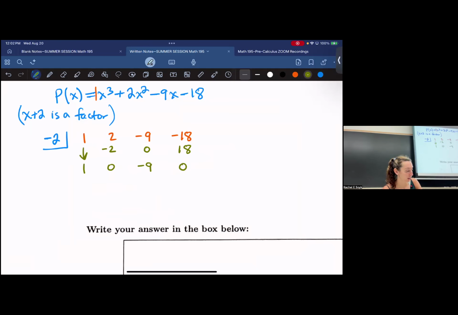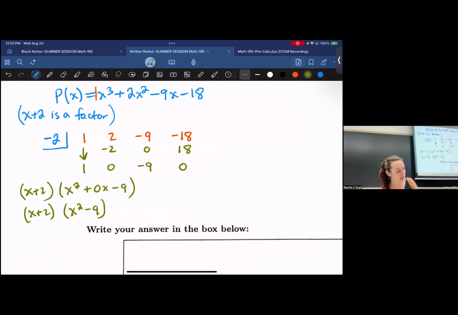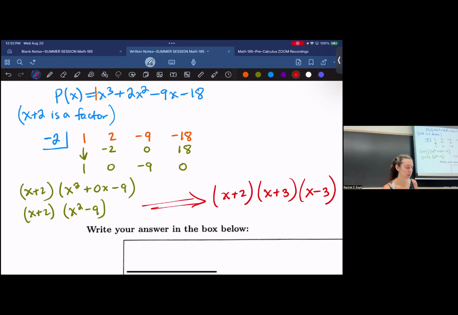Beautiful. And so now we have this x plus 2. And all of this, bringing back in our variables, becomes x squared plus 0x minus 9, also known as x squared minus 9, difference of squares. We're asked to factor completely. So x plus 2 and then x squared minus 9 can be factored into an x plus 3 and an x minus 3. And we're done.